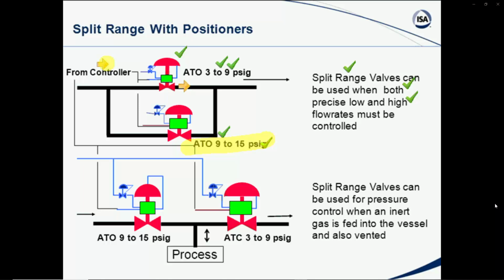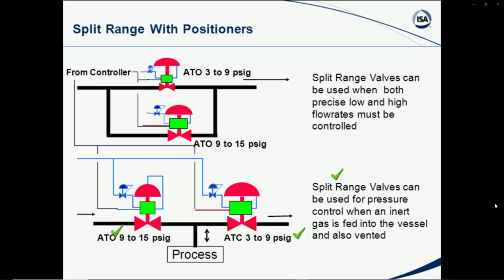Then you look right below this, another situation you run into with split range valves. You're going to pressure using some inert gas to a process, or you're going to vent the excess pressure off to a flare or some other relief system. In this particular case, we've set up the pressure valve air to open 9 to 15 pounds, and the relief valve set up air to close 3 to 9. So if the controller output is 9 psig, both valves will be closed.